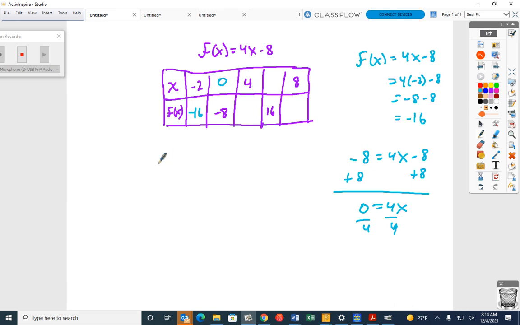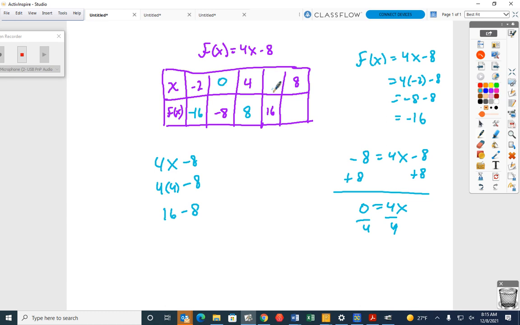Jordan, help me with this one. You're going to replace the x, okay, with a what? 4. Okay, so 4 times 4 minus 8. What's 4 times 4? 16. And 16 minus 8 would be what? 8. Okay. What about this one? What am I going to replace here?